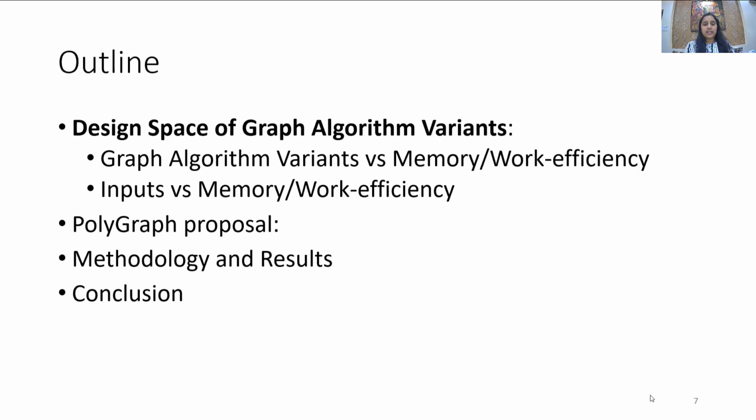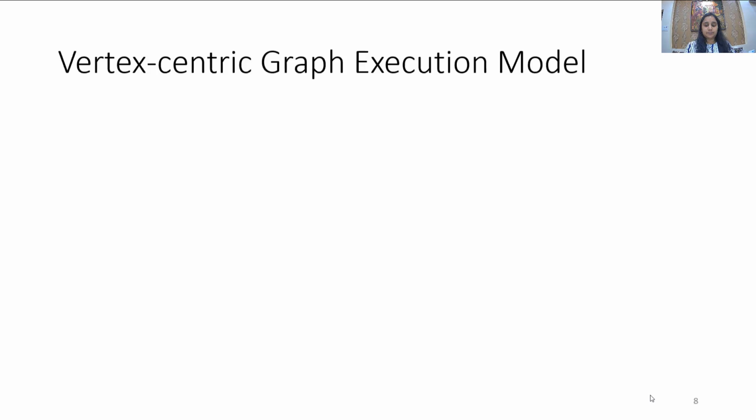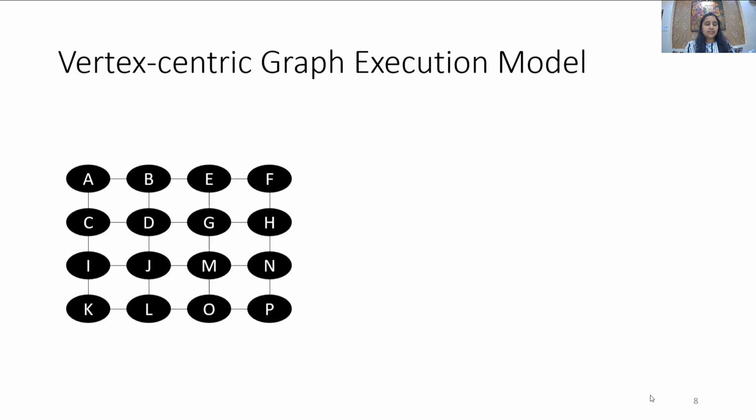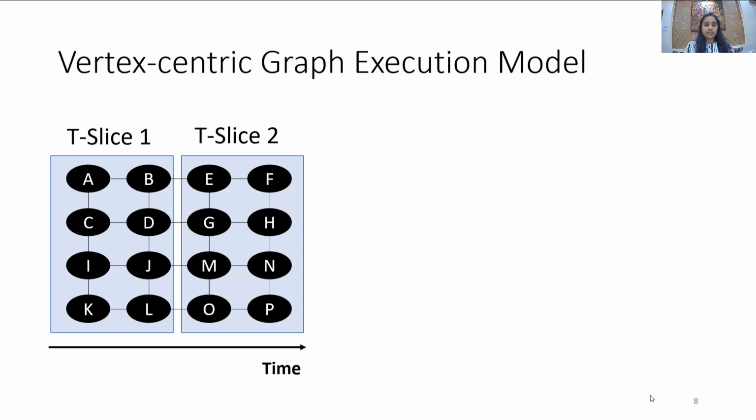Let's start with the design space for graph algorithm variance. Our graph algorithm variant taxonomy is based on the vertex-centric execution model. Therefore, I will first give background on the vertex-centric model and then describe the options it provides us. Let's consider this input graph, which we might split into multiple temporal slices such that each slice fits into on-chip memory. These slices are then executed over time.